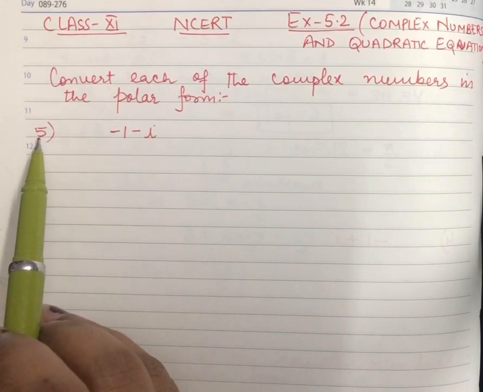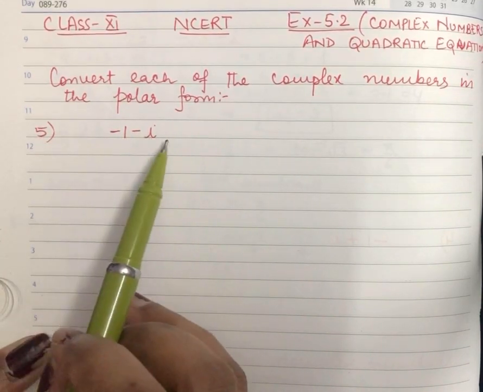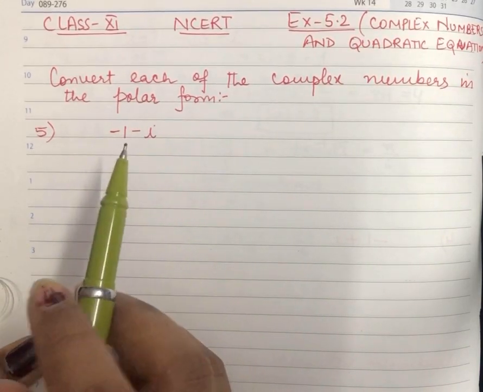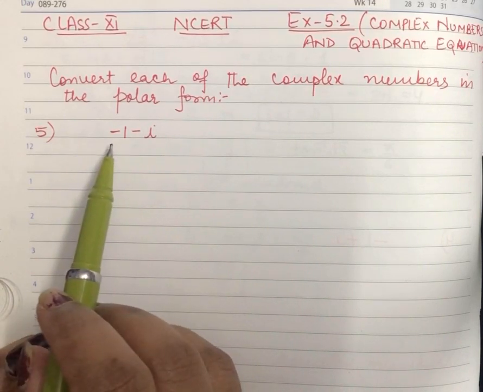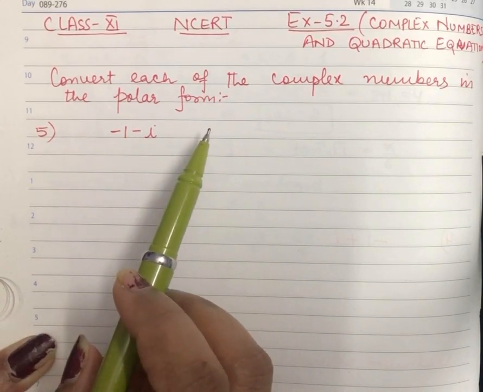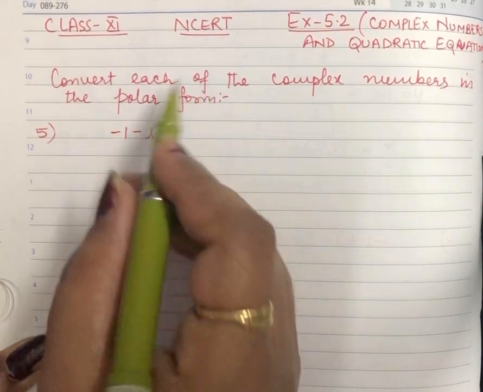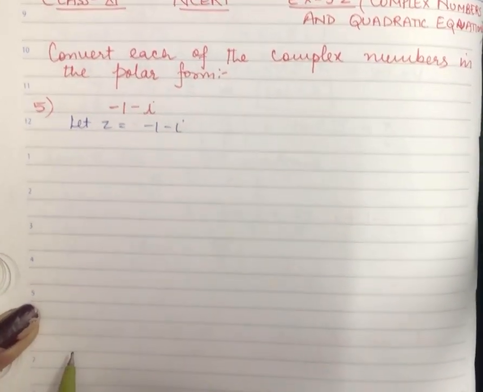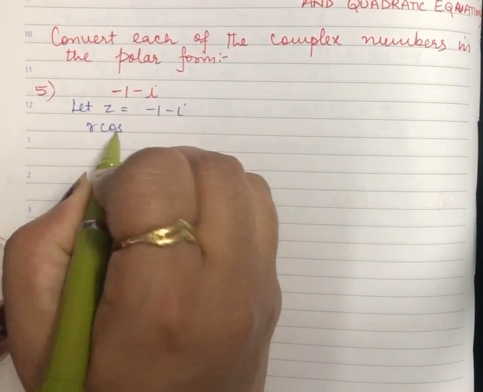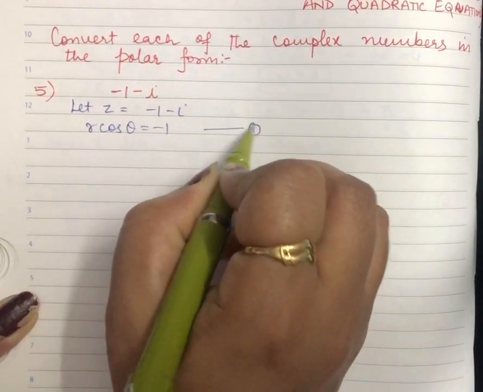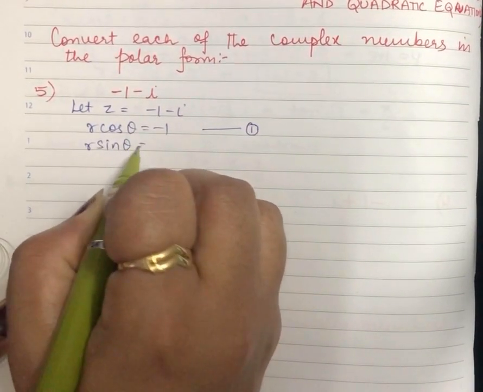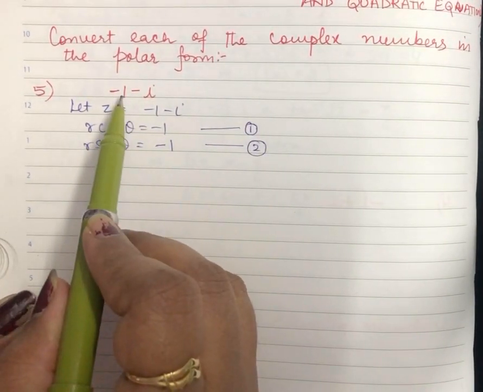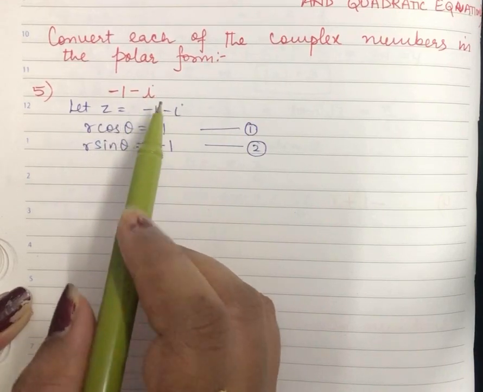Here we have to convert this complex number -1 minus iota into the polar form. First of all we have to find the value of r and theta, and then we write it as r (cos theta plus iota sin theta). That will be the polar form. So let z equal -1 minus iota. Here r cos theta is -1 and r sin theta is again -1. Both are -1. Real part is -1 and imaginary part is again -1.